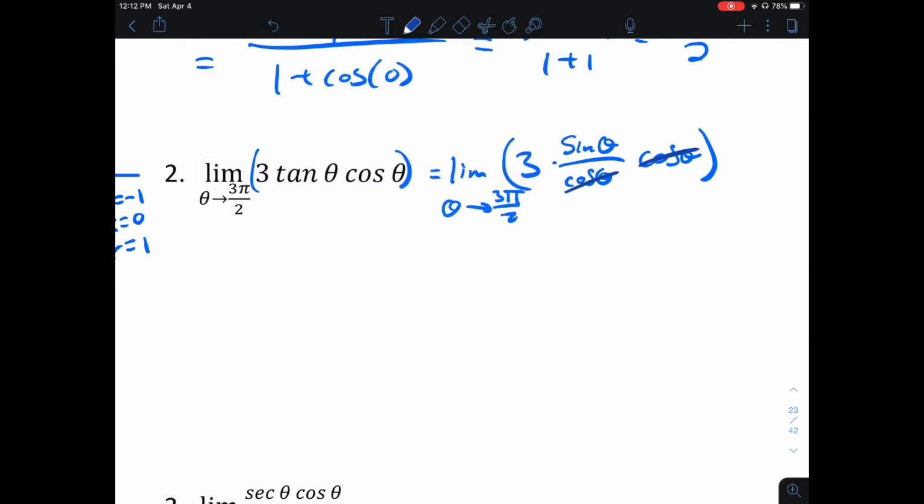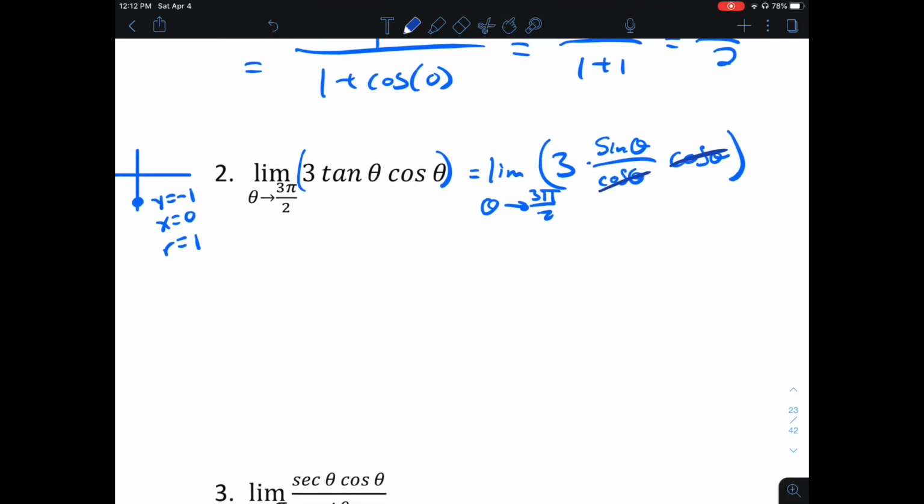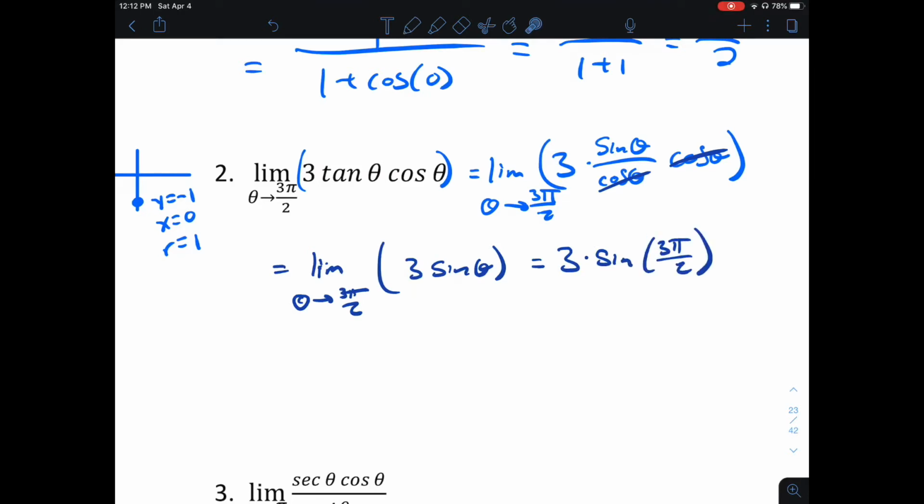That's super helpful because these cosines cancel. And since they cancel, I now have the limit as theta approaches 3 pi over 2 of 3 times sine of theta. Actually, I don't need to write limit anymore. I can just evaluate it. I'm going to evaluate the limit by putting 3 pi over 2 in for theta. So that's 3 times sine of 3 pi over 2.